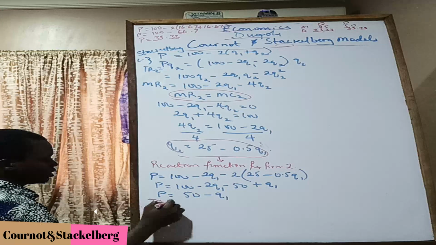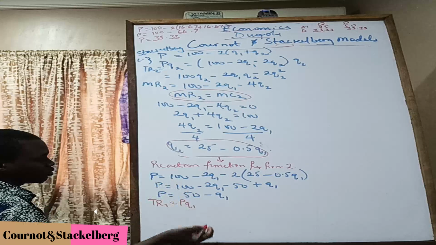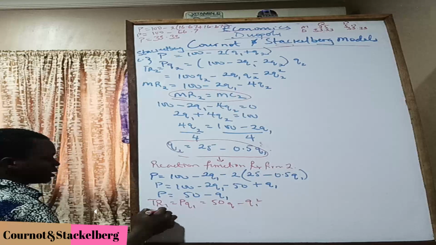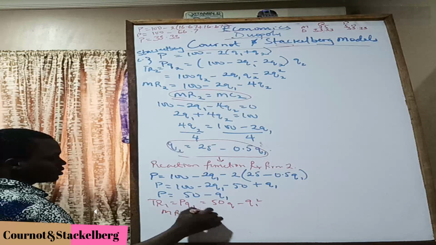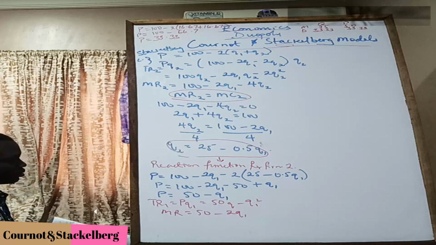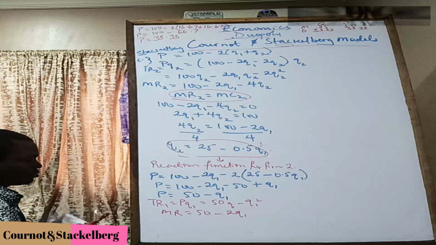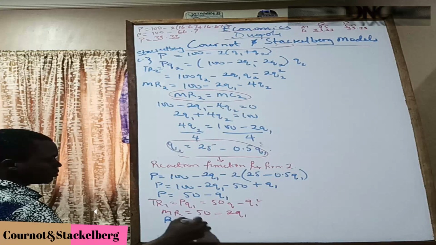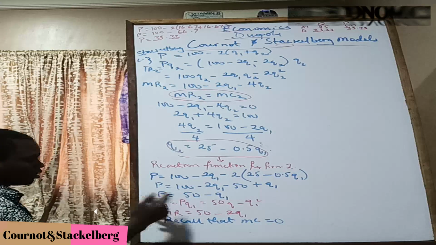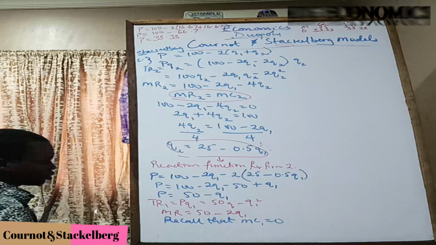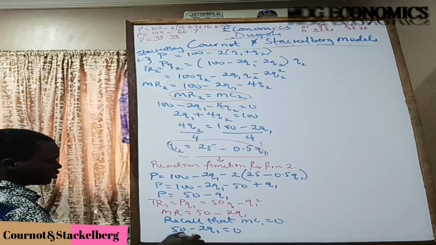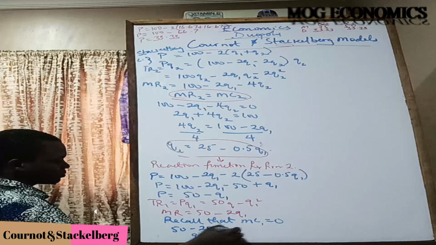TR1 equals P multiplied by Q1, which is 50Q1 minus Q1 squared. And then MR is just going to be equal to 50 minus 2Q1. Now recall that MC equals 0, or MC1 equals 0. So 50 minus 2Q1 equals 0. Q1 will be equal to 25.